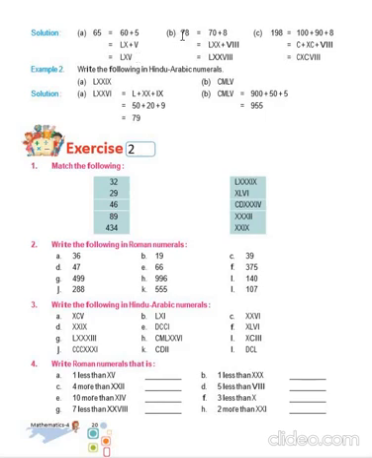78, we will break it. 70 plus 8. First we will write 70. L is 50 and 10, 10. It will be 70 plus 8, which will be 5 and 3 ones. So it will be 8. So our answer is LXXVIII.